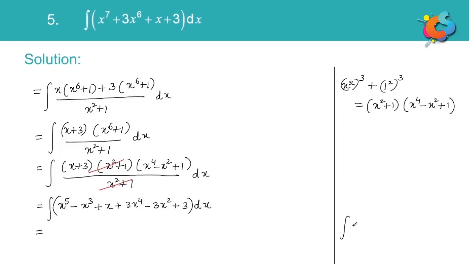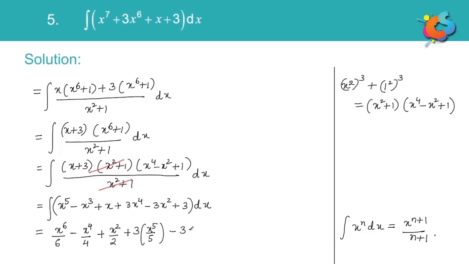Now we'll use the integration of x^n with respect to x. We know that the integration of x^n is x^(n+1)/(n+1). So here in place of n we have 5. So its integration is x^(5+1)/(5+1), which is the same as x^6/6, minus the integration of x^3, which is x^4/4, plus the integration of x, which is x^2/2, plus 3, a constant, into the integration of x^4, which is x^5/5, again minus 3, a constant, and the integration of x^2 is x^3/3. And we know that 3 can be written as 3 into x^0, and its integration is 3x, followed by the constant of integration c.